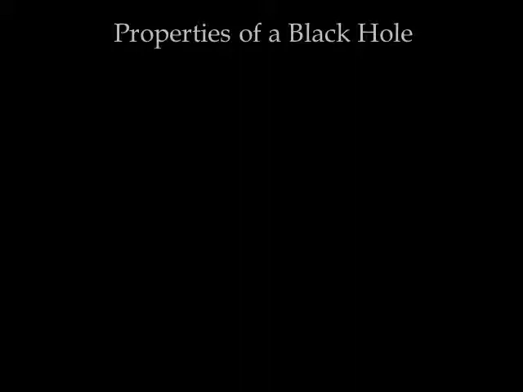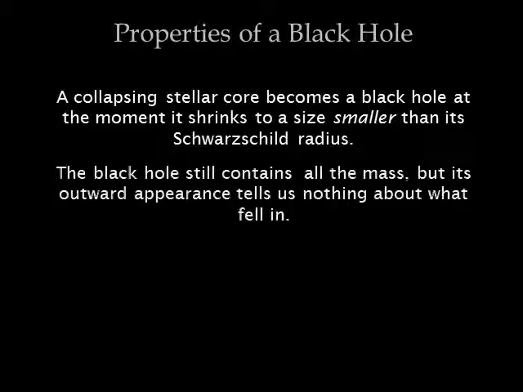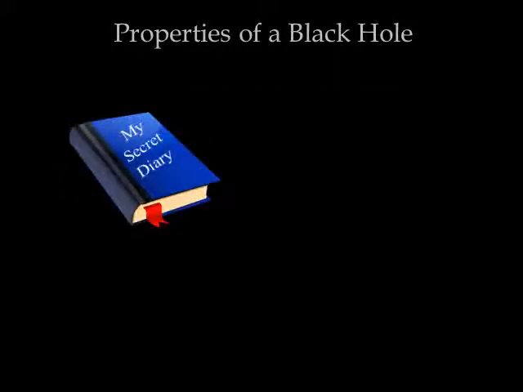A collapsing stellar core becomes a black hole at the moment it shrinks to a size smaller than its Schwarzschild radius. The black hole still contains all the mass, but its outward appearance tells us nothing about what fell in. Therefore, black holes are the only true way to destroy information.